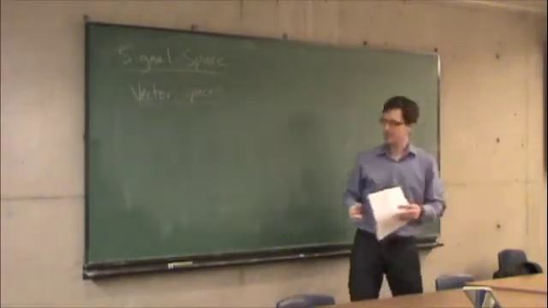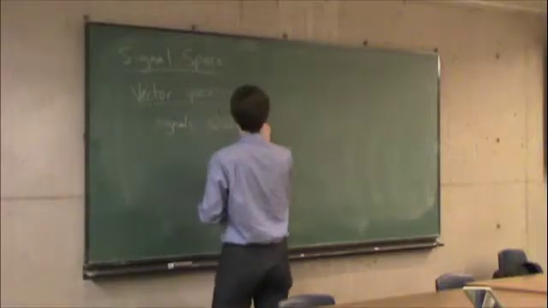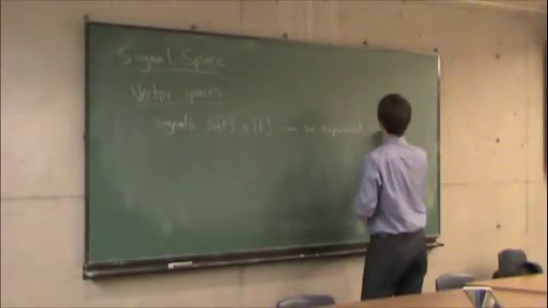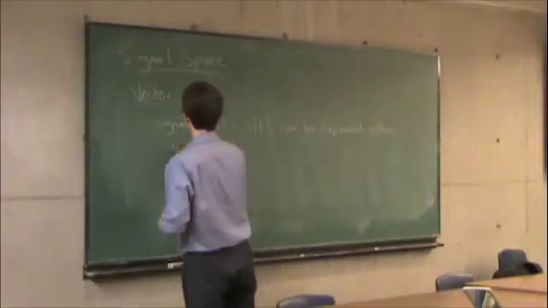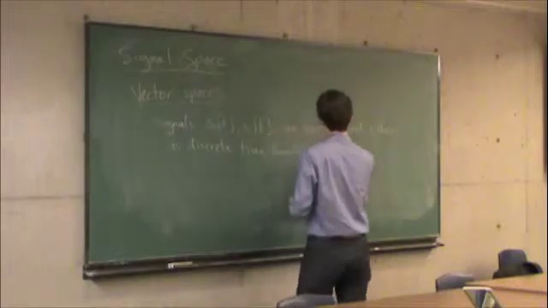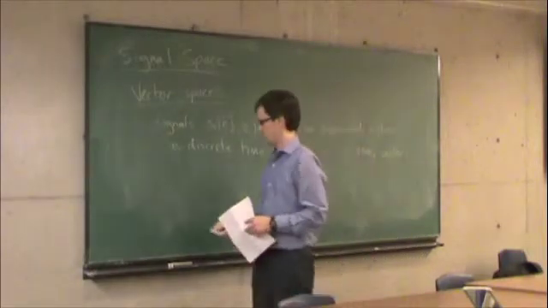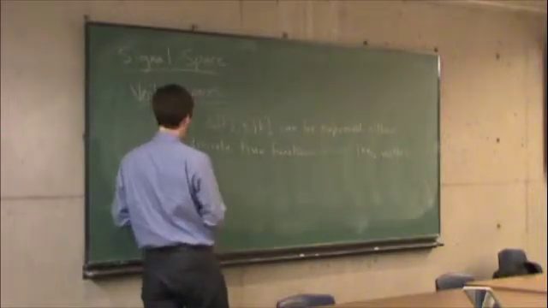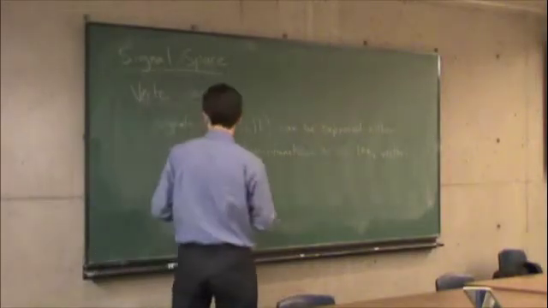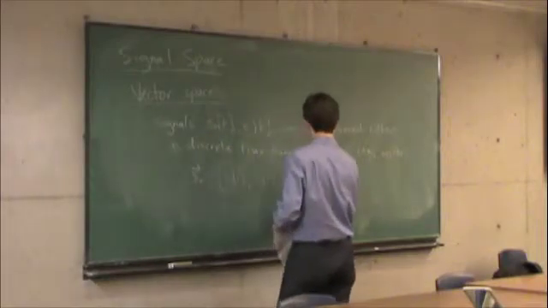Okay. The idea is that signals S0K and S1K can be expressed either as discrete time functions or as vectors, as 1 by NB vectors. So in other words, I can write S0 vector. In my notes, I use boldface letters for vectors, but since it's hard to write boldface on the board, I'll use the little arrow to designate a vector. S0 would be S01, S02, and so on, up to S0NB.